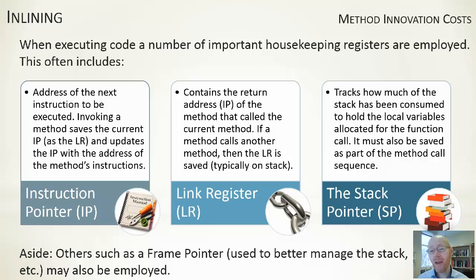Stack pointer as well. So it tracks how much of the stack is being consumed, fair enough, to hold local variables associated with that particular function or method call. And again, if you're calling another method from inside a method, you've got to save your stack pointer on the stack so that whenever control is returned to you, you're able to work out how much memory you had allocated on the stack. You've got a record of that. Now, as cited at the bottom, there can be other things like frame pointers and so on, but instruction pointer, link register, stack pointer, they give you an indication of some of the things you need to save if you want to be able to call methods and to revert back and to carry on and to understand where you left off from.